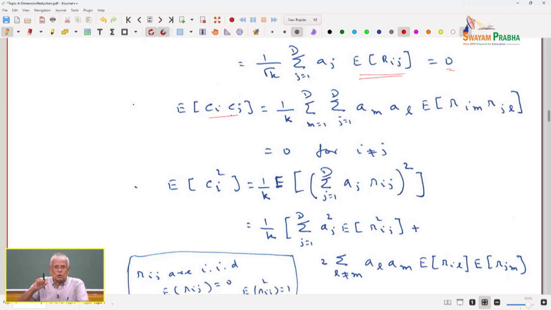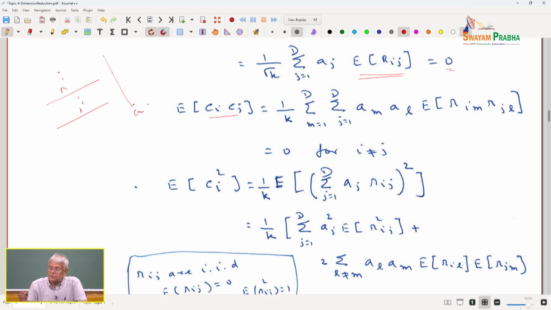Please understand, C is the output vector. So C_i is computed from the inner product of the ith row, and C_j is computed from the jth row. This is R^i, this is R^j, this is a.